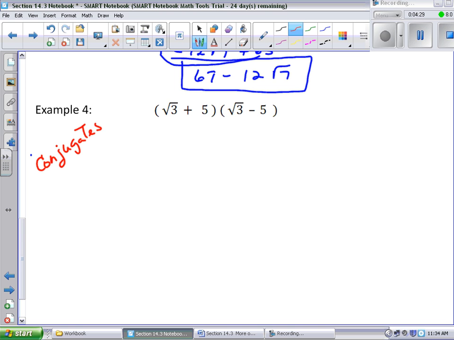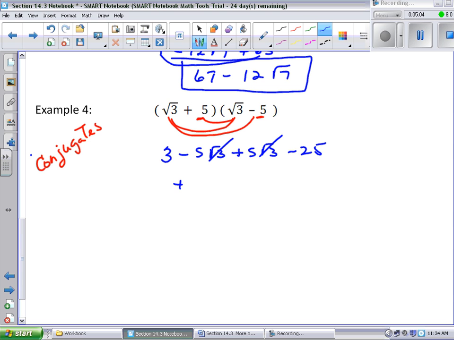And you remember the outside and the inside terms are going to drop out when we have conjugates, but I'll go ahead and multiply it and show you. The square root of 3 times the square root of 3 would be the square root of 9, which would just equal 3. The outside would give me negative 5 square roots of 3, and the inside would give me positive 5 square roots of 3, and the last, positive 5 times negative 5, would give me negative 25. These two actually do drop out, so that I have positive 3 minus 25. Positive 3 and negative 25 would give me negative 22.